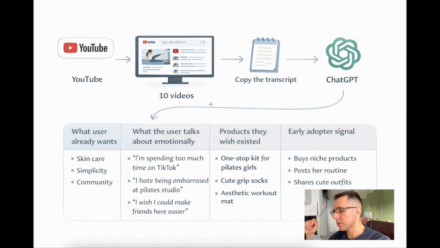The early adopter signal: the users in this niche already buy products, they are willing to spend their money, they post their routine, and they share cute outfits, cute training routines, get ready with me to the gym, to the Pilates, and so on. So they have the pattern already there. We don't have to educate them about anything. We just have to offer the right products, the right solution to their pain points.